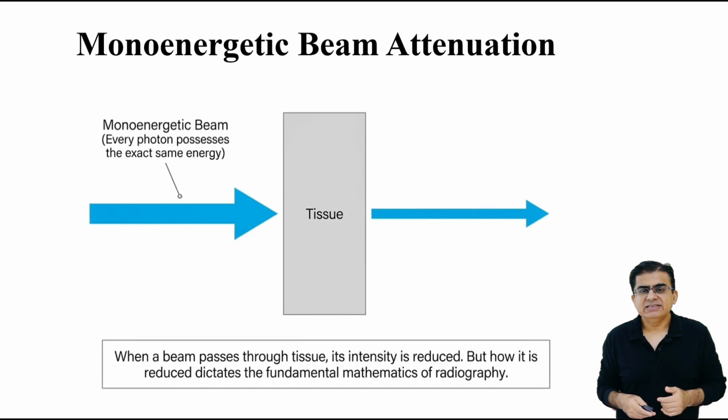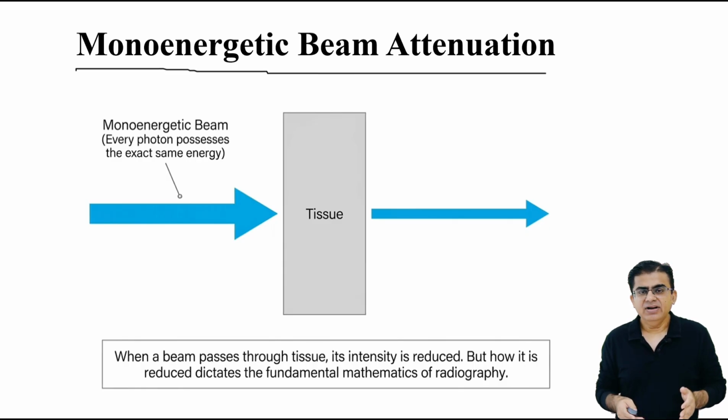Let us start with a very simple scenario. Imagine we have a monoenergetic beam. This means every single photon in this X-ray photon beam has the exact same energy. When this uniform beam passes through the patient's tissue, its intensity is gradually reduced. But exactly how is this intensity reduced? The answer to this question dictates the fundamental mathematics of our daily radiotherapy. Let us learn it.